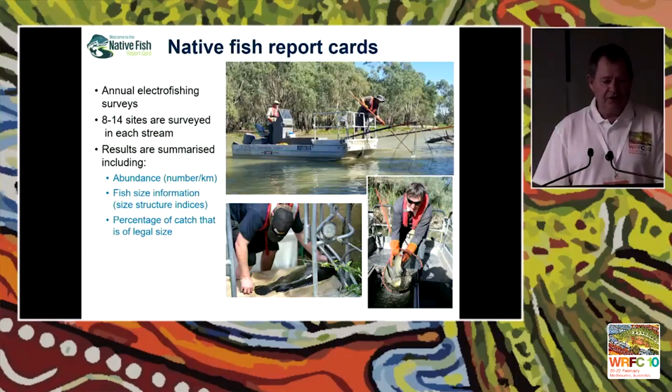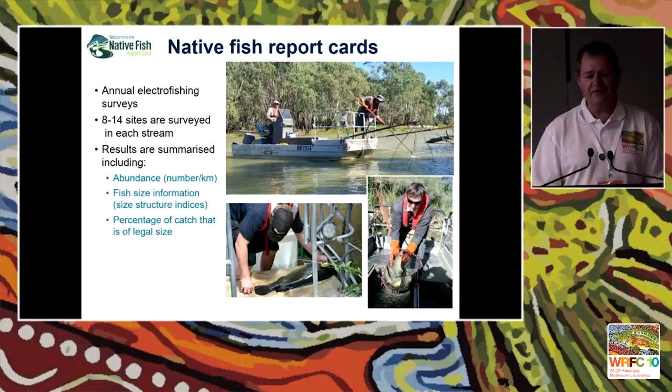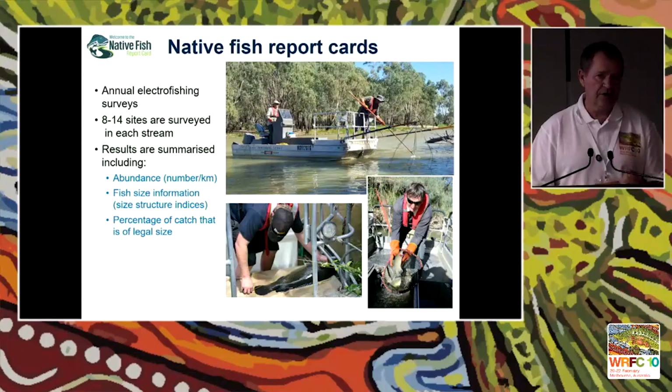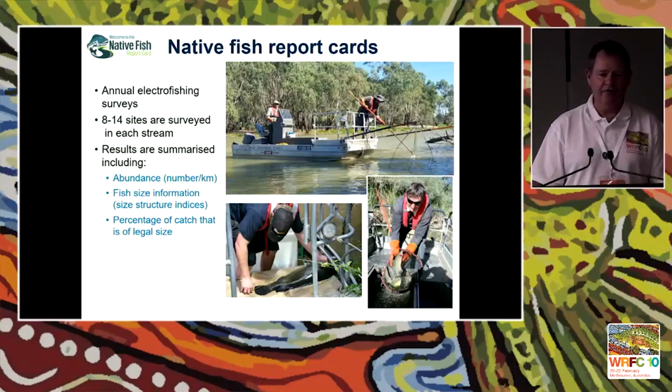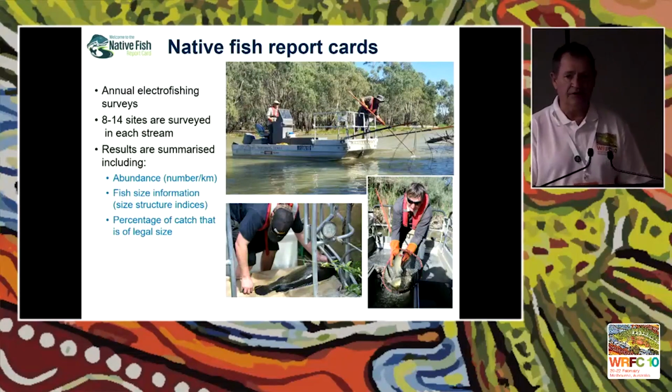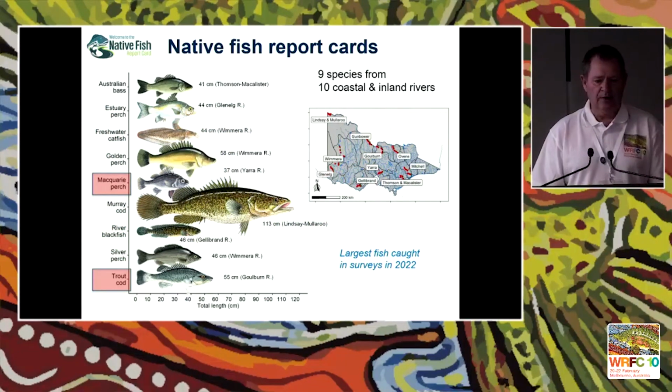Again, electrofishing, we do 8 to 14 sites in each river when we survey. The surveys are done annually, and again, we're looking at those measures that are important to us in terms of trying to come up with a status for the fisheries. Abundance, size structure, and for anglers, the percentage of fish that are in illegal size. And in this case, we're dealing with 9 species in both coastal and inland rivers.